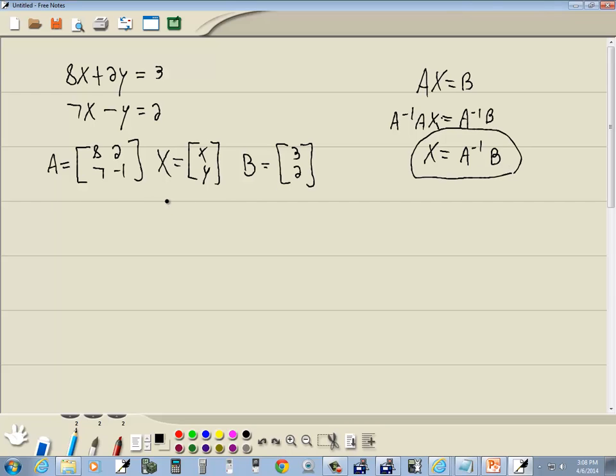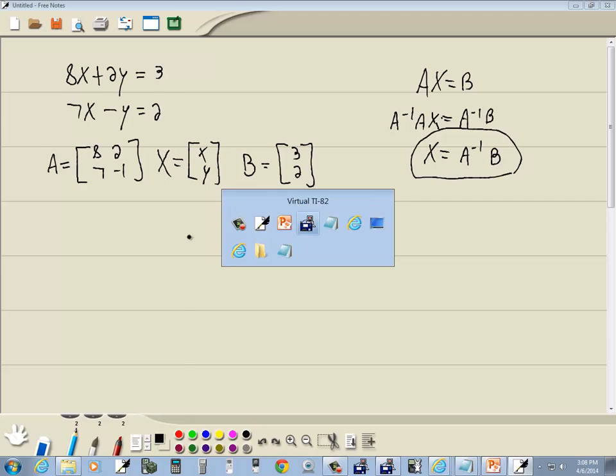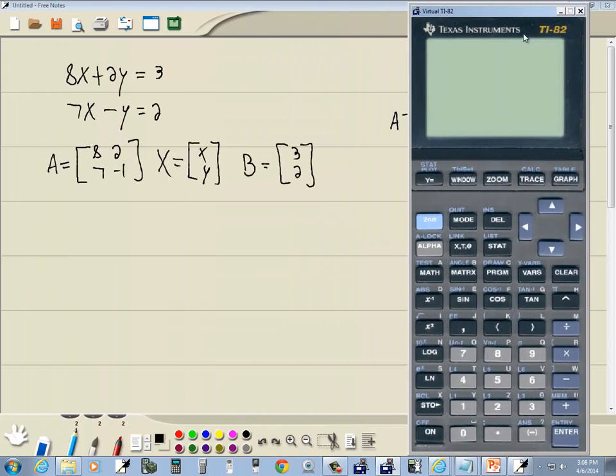Well, let's go input our matrices first. Fortunately, there's no REF on a TI-82. You have to do this to solve these. So I'm going to push my matrix button, right arrow twice over to edit, and press enter on A. Now it's asking me for the size of my matrix, and it's rows by columns, so A is 2 by 2. So I do 2 enter, 2 enter. Now I type in my numbers, pressing enter after each one. So I've got 8 enter, 2 enter, 7 enter, and negative 1 enter.